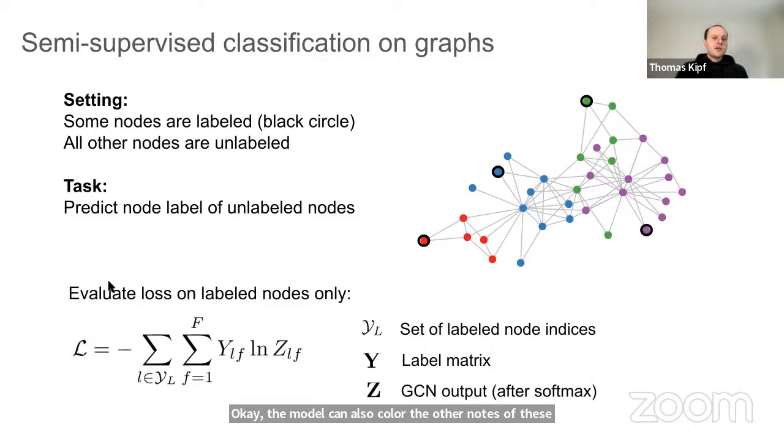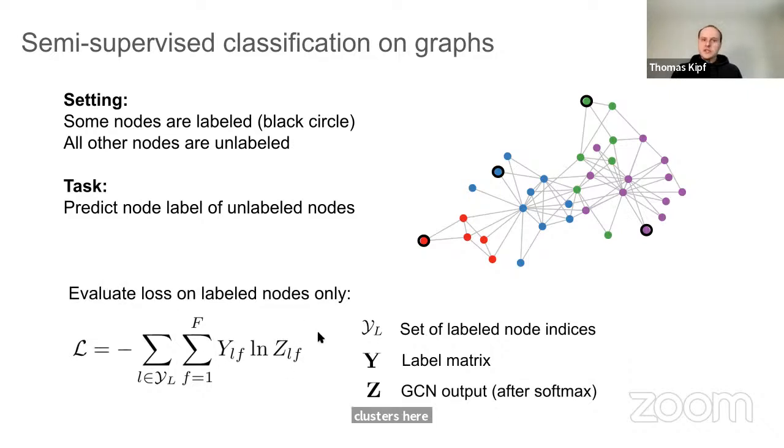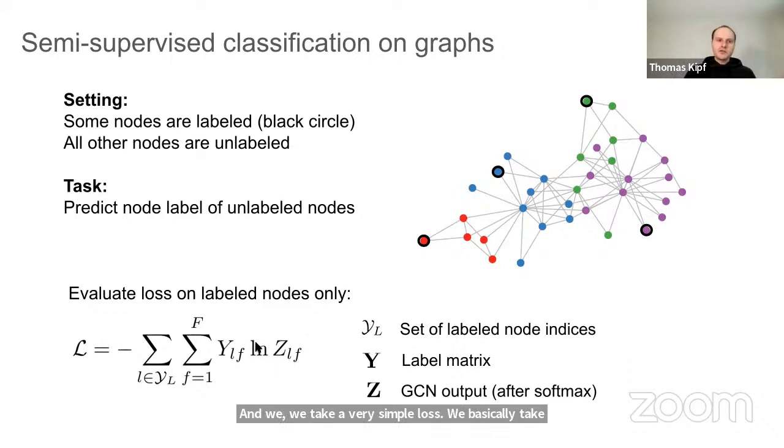And we take a very simple loss. We basically take a cross entropy loss that we've seen also before. Now, this is not a binary cross entropy loss, it's a softmax cross entropy loss, because we have 4 different labels, not just 2. And we have the GCN output, which is this matrix Z here, and we have a label matrix Y. And the interesting thing is we only apply the loss on the labeled node indices, which in this case are only 4 nodes. And for the other nodes we don't apply a loss.